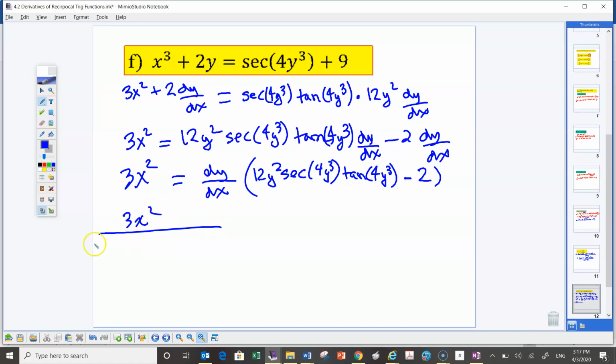So I'm going to have 3x squared over 12y squared secant 4y cubed tangent 4y cubed minus 2, and that would be my derivative.